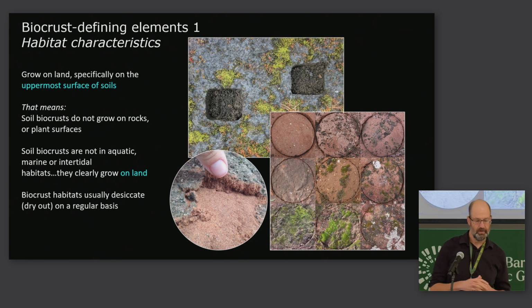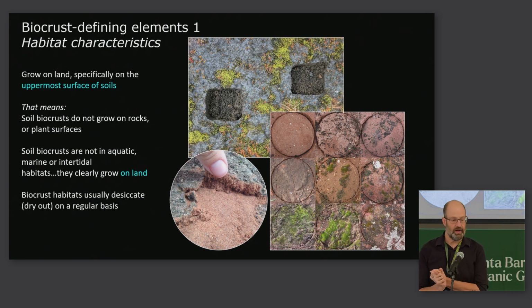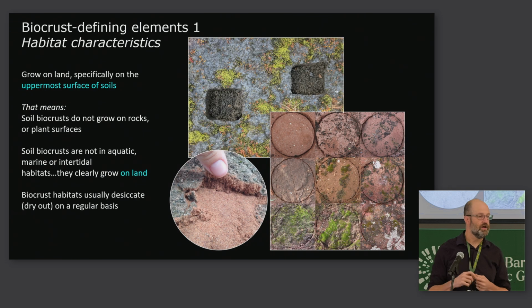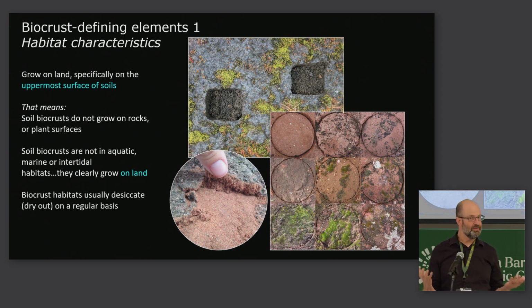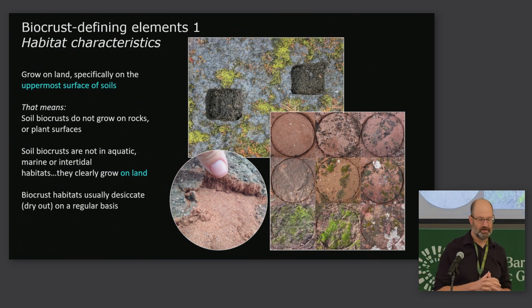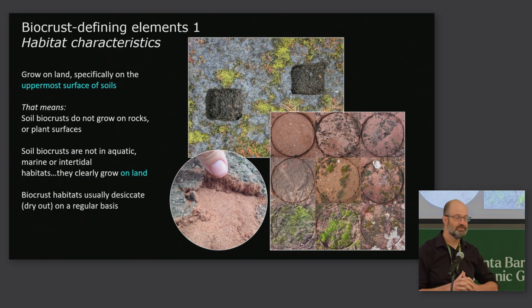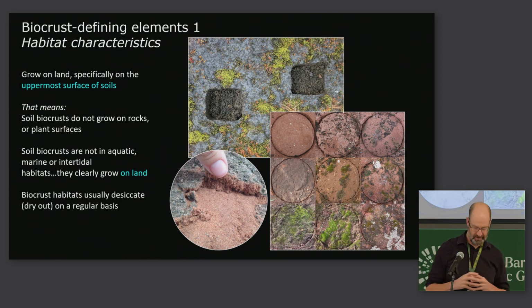There may be communities that are kind of like what I'm talking about, but they're not exactly the same thing. It also means soil biocrusts are not in aquatic environments, they're not in marine environments, and they're not in intertidal habitats. They grow on unambiguous land. Most of these unambiguous land habitats dry out on a regular basis, and that's also a feature of biocrust habitats. So here's a couple nice images of what biocrusts look like, and I'll shower you with more of those as this talk progresses.